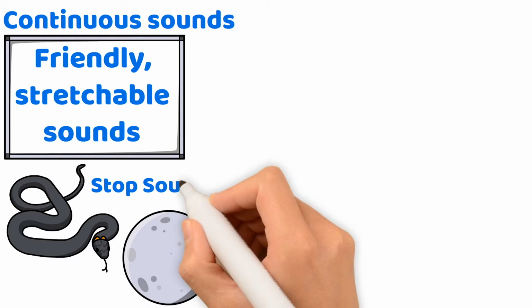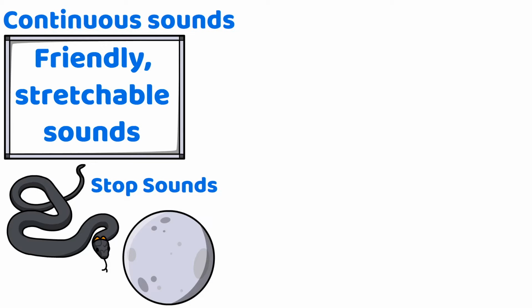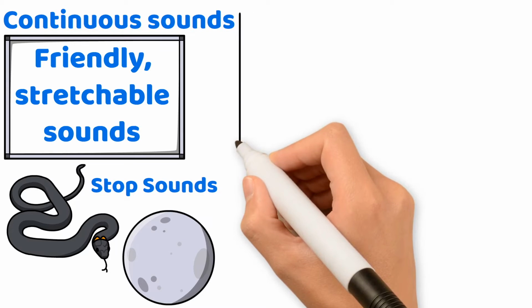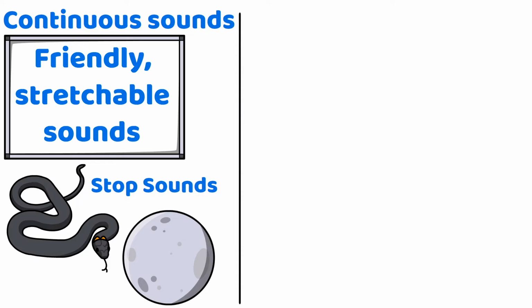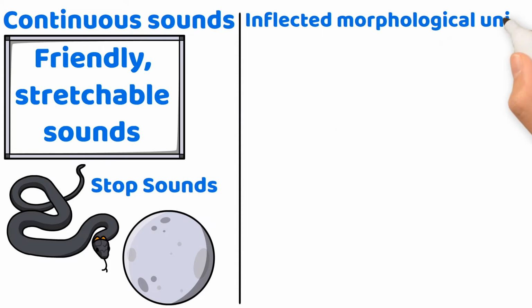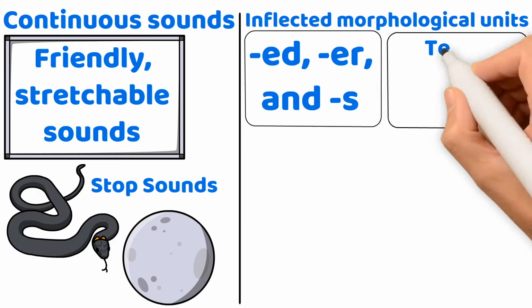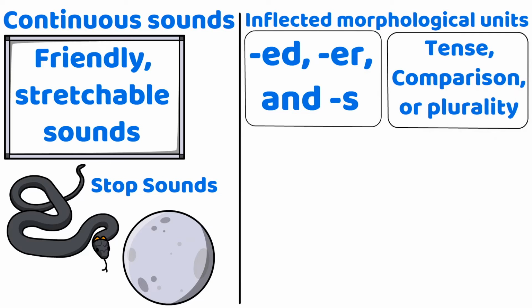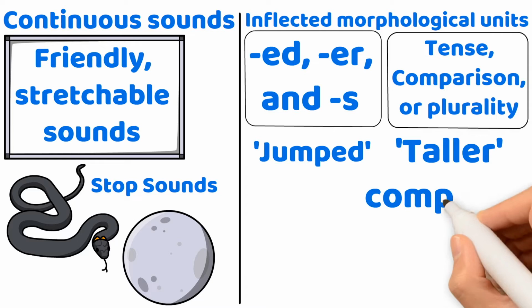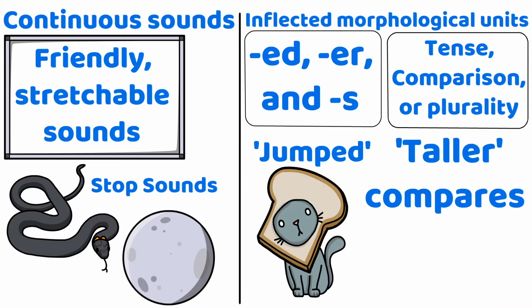Contrast these with stop sounds, where the airflow stops briefly, giving us sharp, quick sounds like T in top or G in go. Another key player in our phonics journey is inflected morphological units. These are the endings like -ed, -er, and -s, which we add to words to express tense, comparison, or plurality. For instance, jumped shows an action in the past, taller compares, and cats tells us there are more than one.